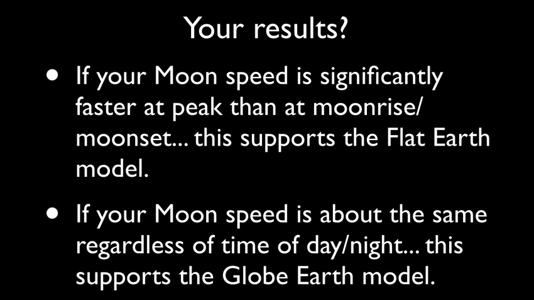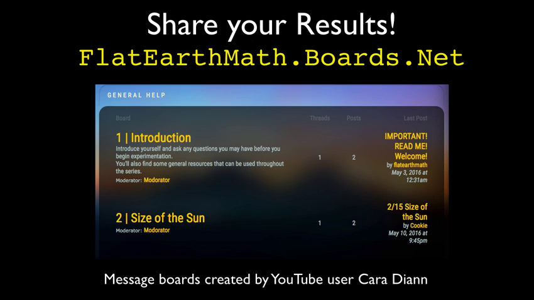If it appears to move significantly faster in the sky at its peak than at moonrise or moonset, this supports the flat Earth model. If the speed stays more or less the same, this supports the globe Earth model. Again, note that this doesn't prove anything. The data you gathered simply might support one model over another. Please consider sharing your results at the message boards created by Cara Diane. This is not a place to debate, simply a place to share your data with other like-minded individuals.